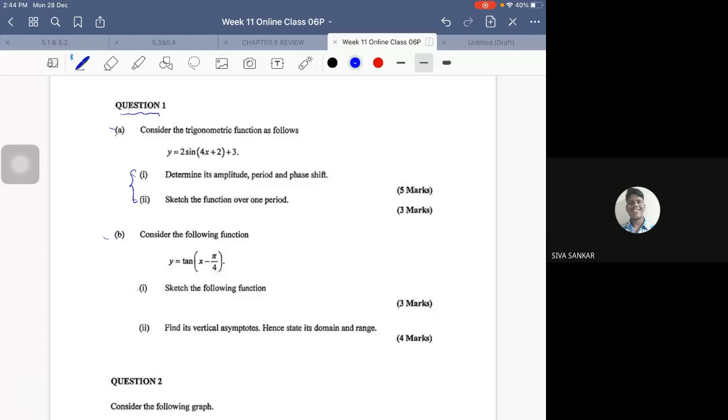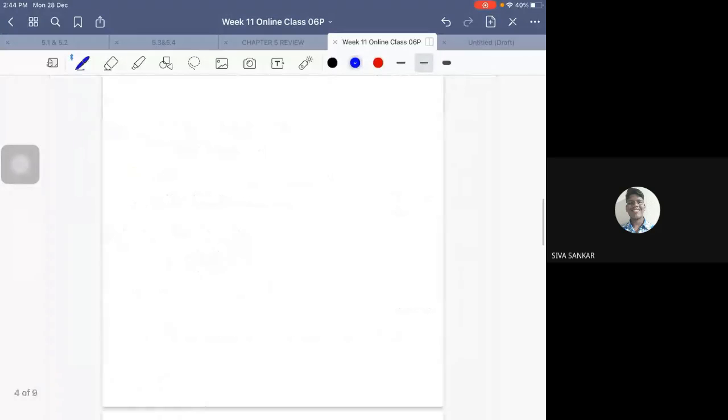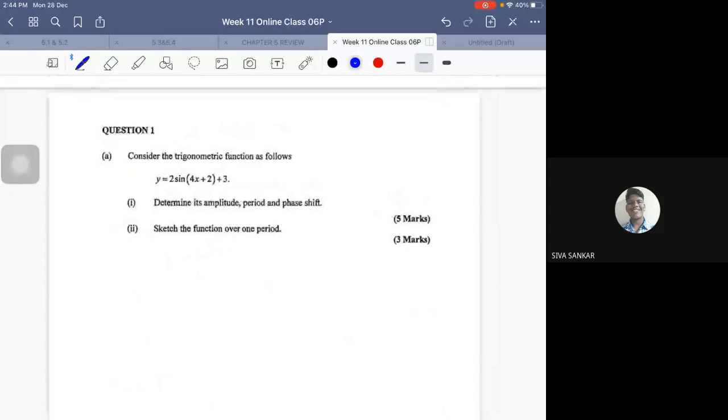Okay, now I'm going to start with question number 1, for which first we're going to sketch a graph of sine, and then for B, we will sketch a tangent graph. This is from topic 5.3. I'm going to consider a trigonometric function given by y equals sine 4x plus 2 plus 3. The question asks us to determine the amplitude, period and phase shift. From the amplitude, period and phase shift, we will sketch the function. How many cycles? It's going to be 1 cycle, because it says 1 period, meaning 1 cycle.